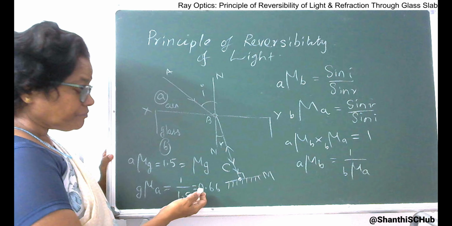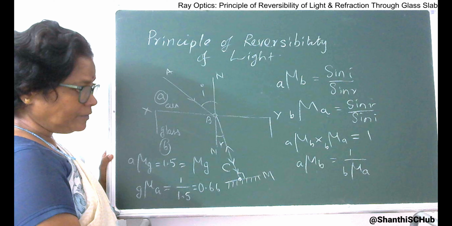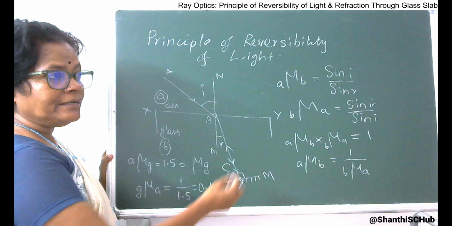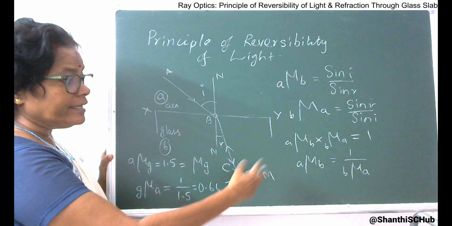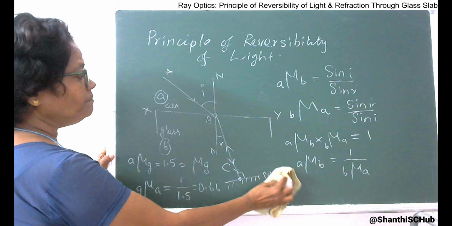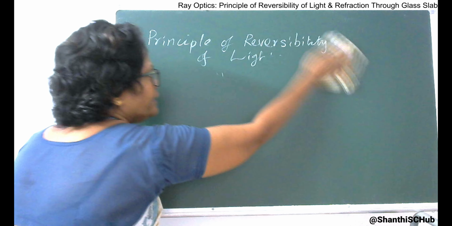It means from the principle of reversibility you conclude that the refractive index of B medium with respect to A medium is the reciprocal of the refractive index of A medium with respect to B medium. This one fact you understand.